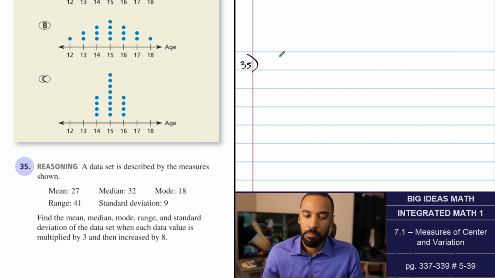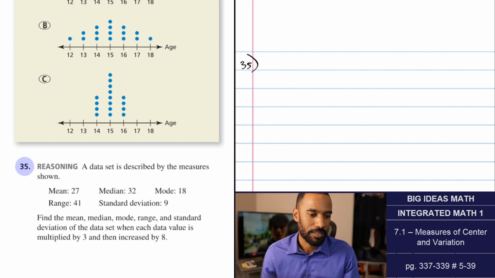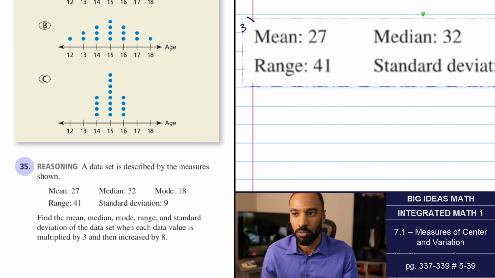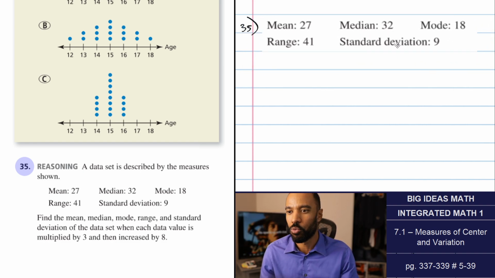Find the mean, median, mode, range, and standard deviation of the data set when each value is multiplied by 3 and then increased by 8. Okay, so I'm going to copy and paste these, and I'm going to have to do them again because there's too little room for work.